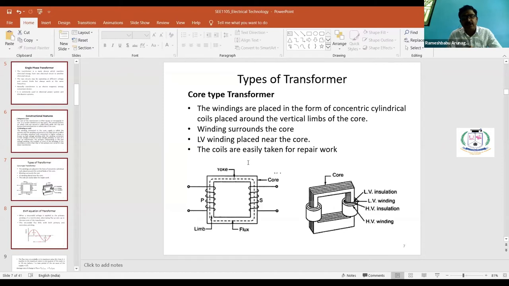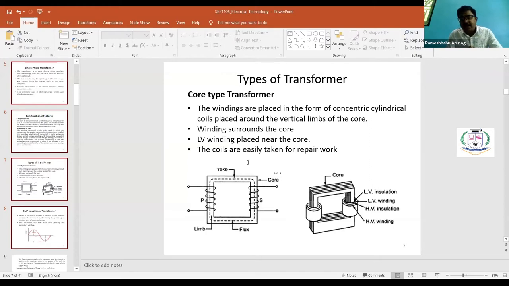What do you mean by sandwich? You know that. There are layers: low voltage winding, then high voltage winding, low voltage winding, high voltage winding. Like this, the windings are mounted. This is nothing but a shell type transformer. For a shell type transformer, the windings are inside and the core is outside. So doing repair work is somewhat difficult for this one.